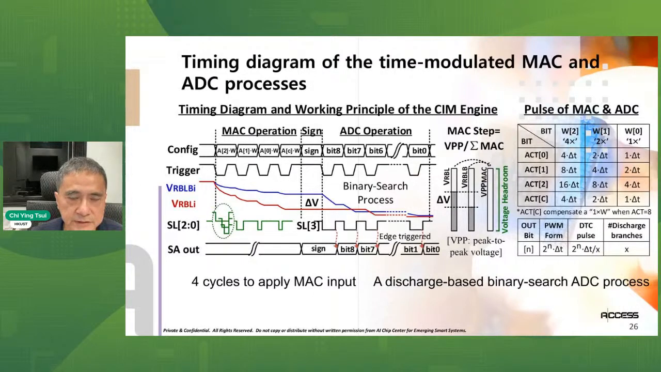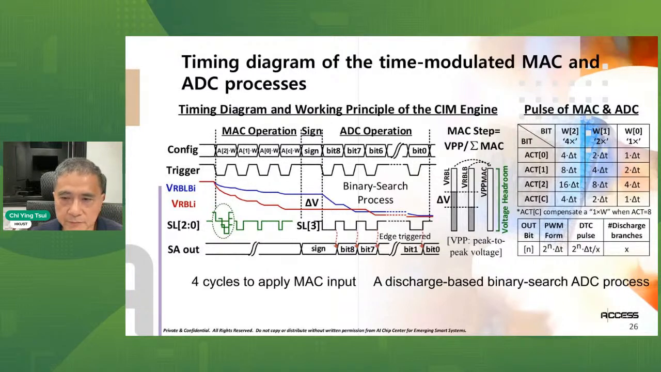First, we do the MAC operations. We have 4-bit input, so each bit depends on the values. We send the corresponding pulse into the different bit locations, and the width of the pulse is given by the table here. It depends on whether it's the least significant bit or bit 2, and on the activation value. If the activation bit is 0, the pulse width is 4 delta t, 2 delta t, 1 delta t, and for the third activation bit it is 16 delta t, 8 delta t, and 4 delta t.